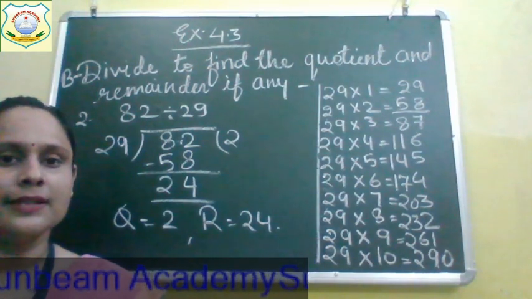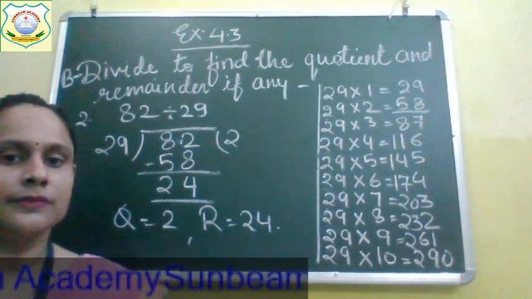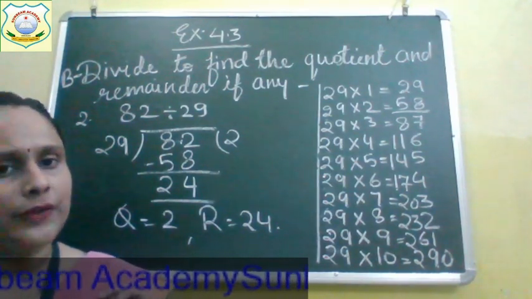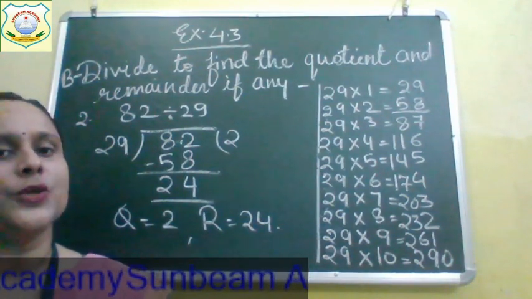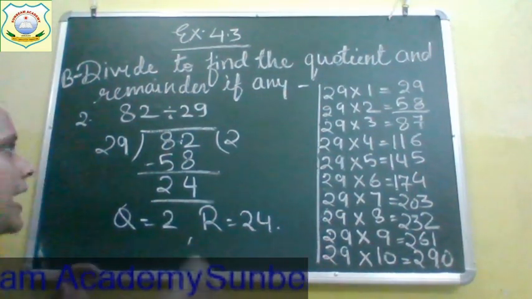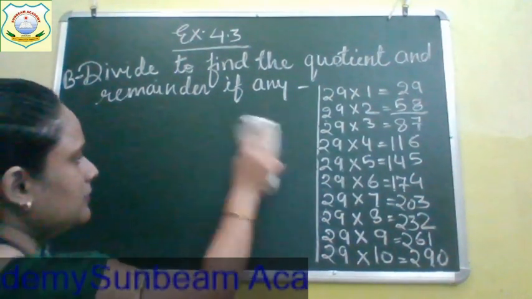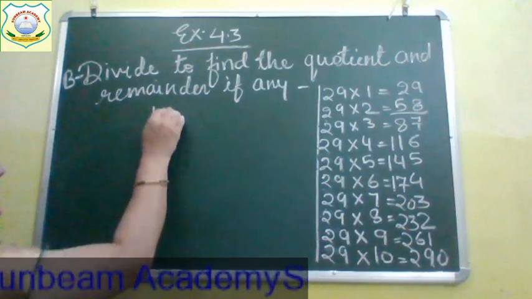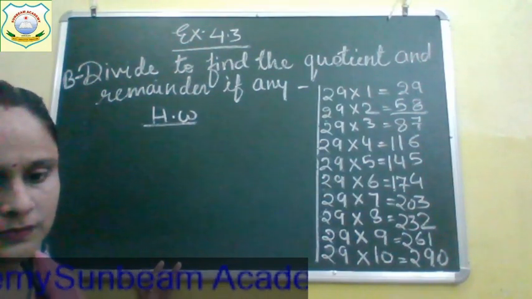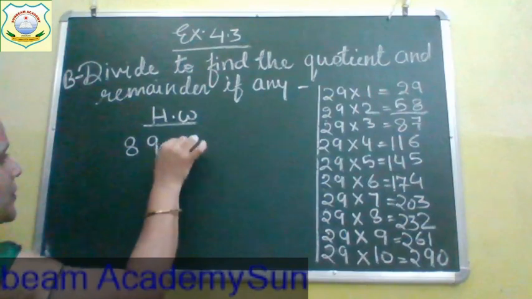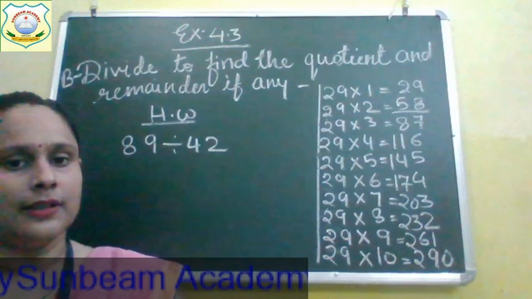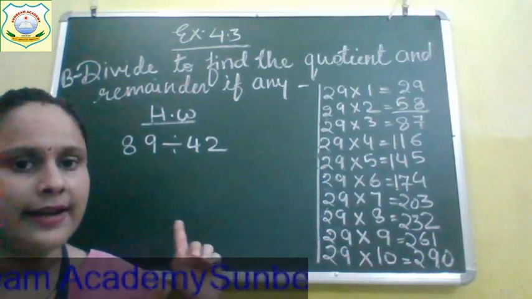Hurry up children, note down fast. If any part of anything is missed, don't worry about it. You will get it in the PDF file from which you can copy it down. Okay? So now I hope you all have written up to here. Now see the homework question. Your homework question is 89 divided by 42. So first what you will do, you will write the table of 42 here in the corner and then you will start dividing it.